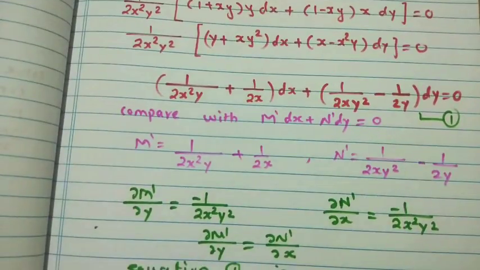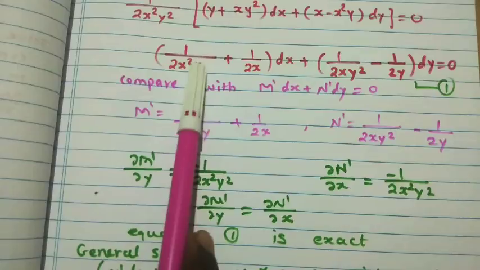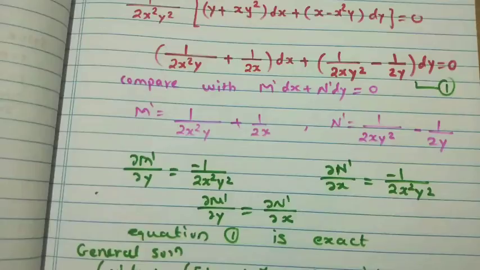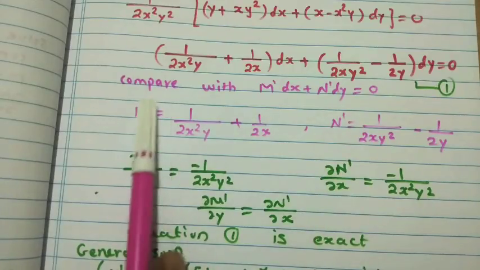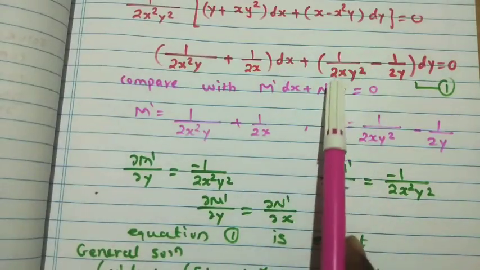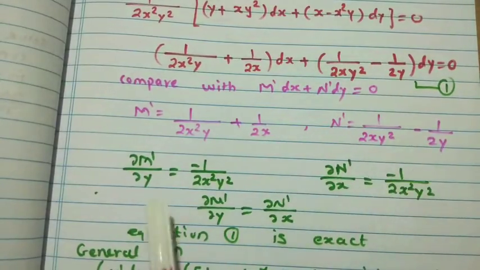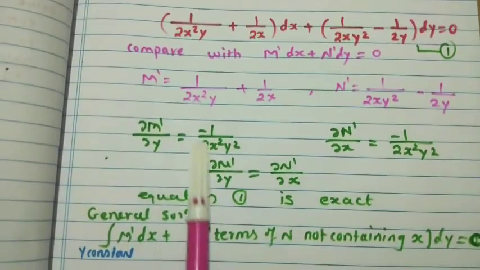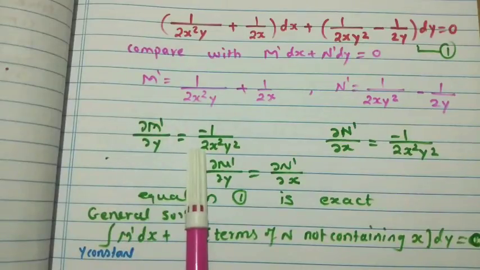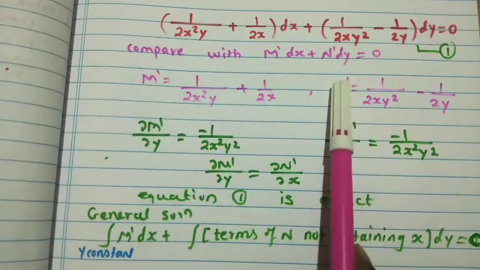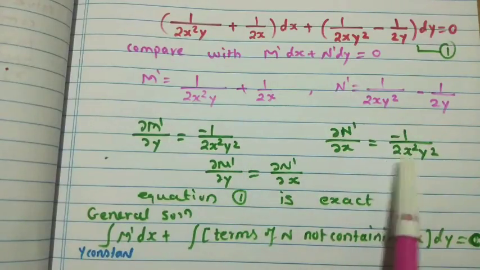So this is a new differential equation. Now compare this new differential equation with our standard form M dash dx plus N dash dy equal to 0, where M dash is 1 upon 2x square y plus 1 upon 2x, N dash is 1 upon 2xy square minus 1 upon 2y. Now differentiate M dash with respect to y, N dash with respect to x. You will get del M dash by del y equal to minus 1 upon 2x square y square. Similarly, differentiating N dash with respect to x, you will get minus 1 upon 2x square y square. Both the terms are equal.